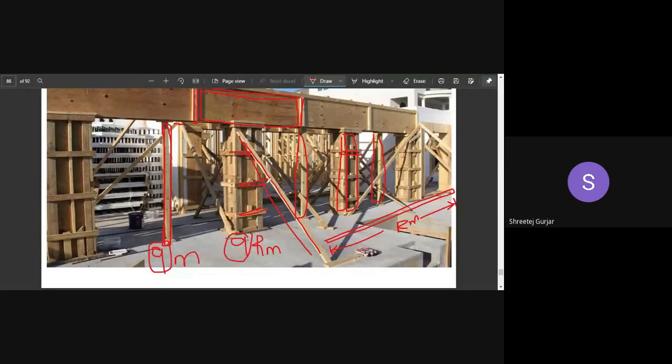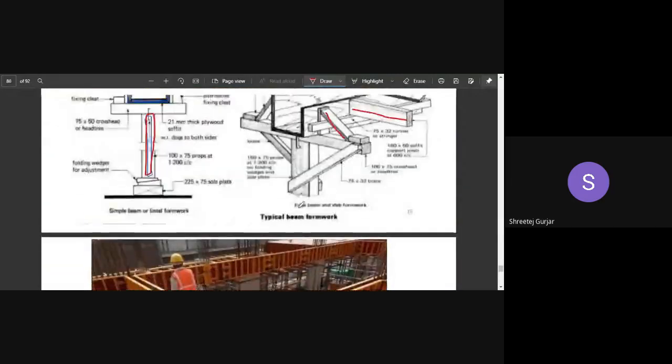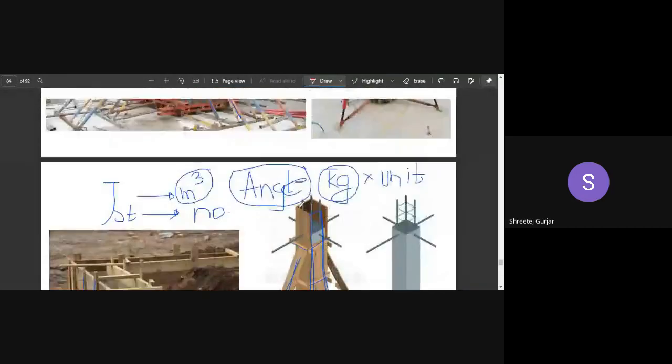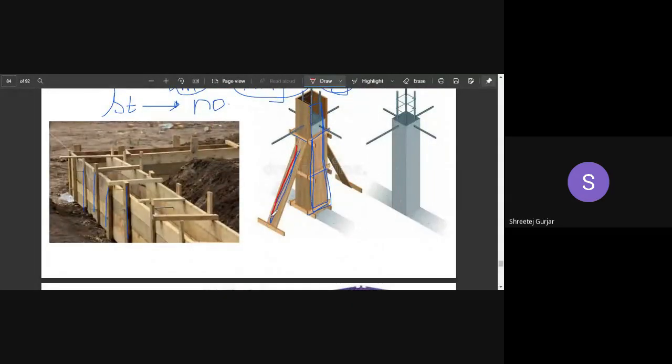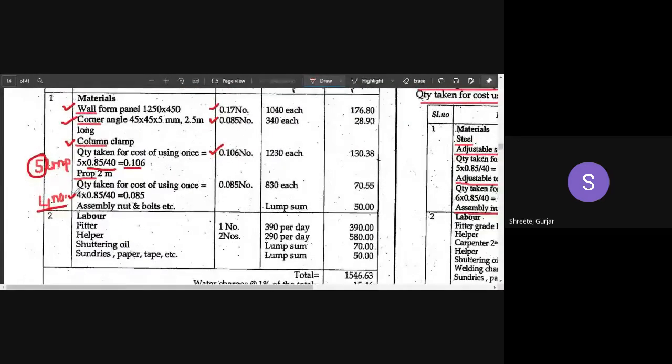The panels are supported by using these kinds of props on each side. So 4 props are required. You can see here on one side, and on the other side similarly, we also require props. So that is taken over here. 4 props are taken, multiplied by the constant, and that number is written over here.